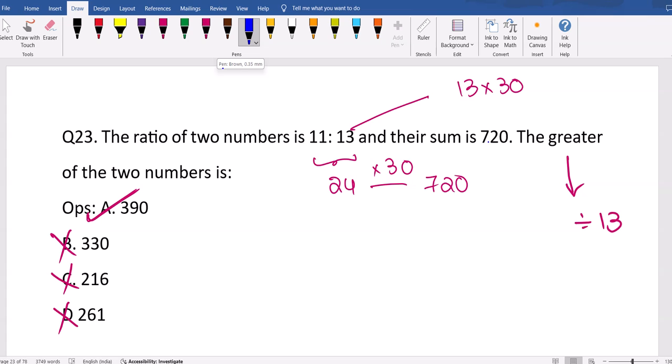Or adding these two to 720, adding 11 plus 13, 24. We want 720, which means multiply by 30. So each number can be multiplied by 30. They're asking for the greater one, which means this one. The other one is 11 into 30, 330. That is the smaller number. They're asking for the greater number.